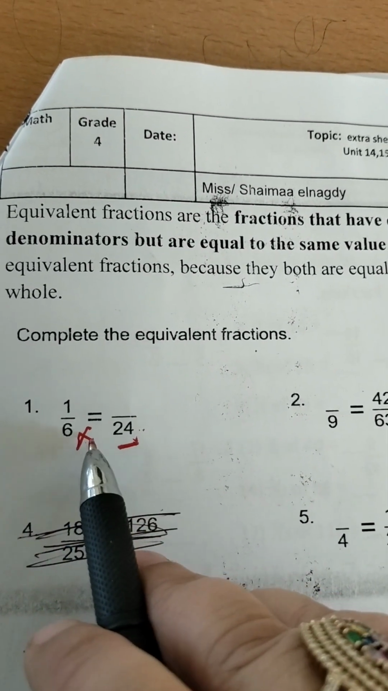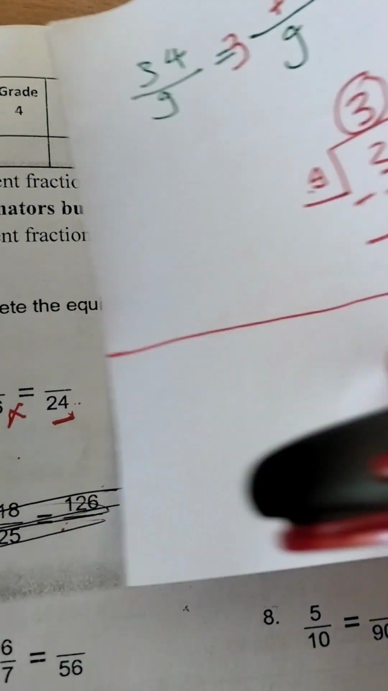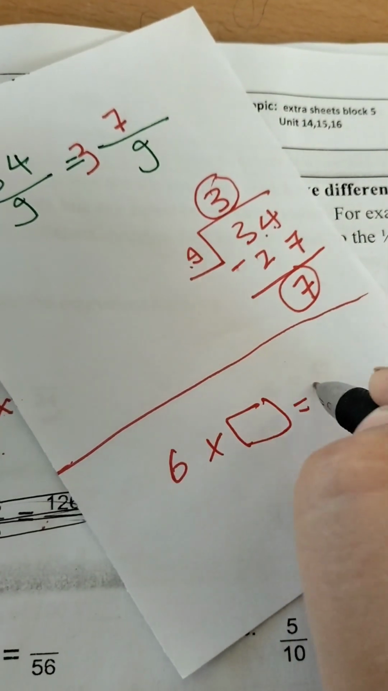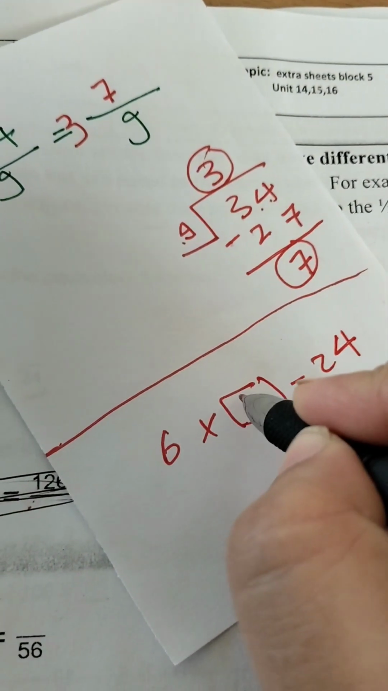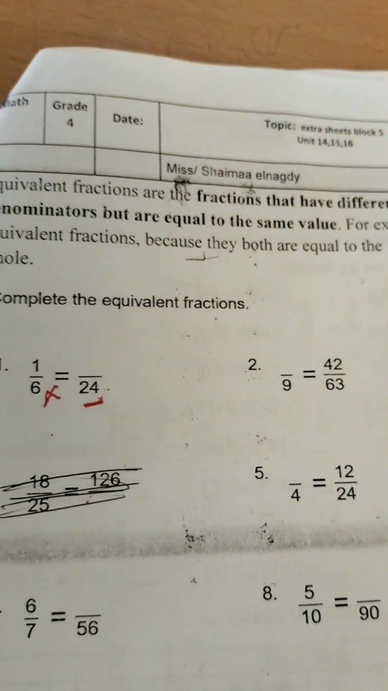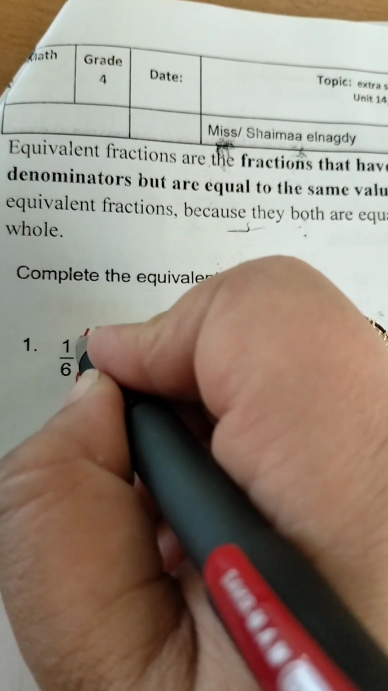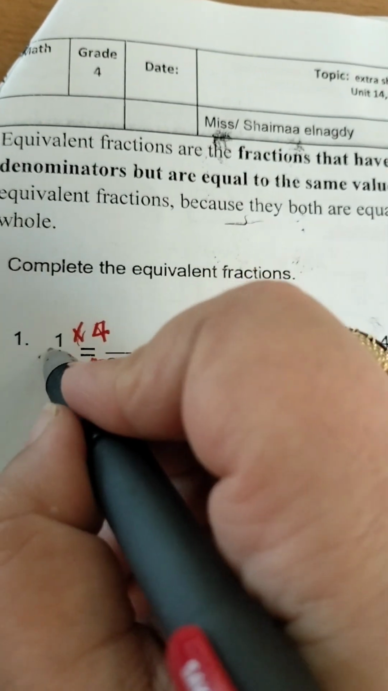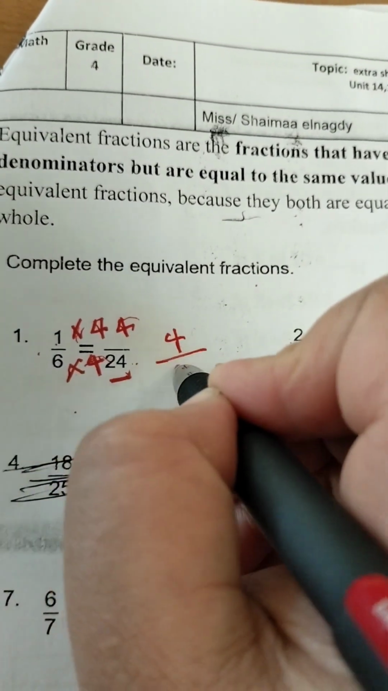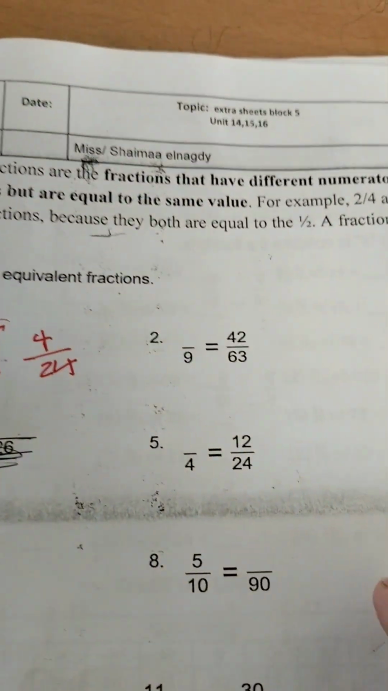Multiply by what? I will ask myself, 6 multiplied by how many equals 24? It will be 4. Okay, now I will apply it at the denominator like this, then I will multiply by 4 here. So 1 multiplied by 4 will be 4, so it will be 4 over 24. Okay, let's go to another one.